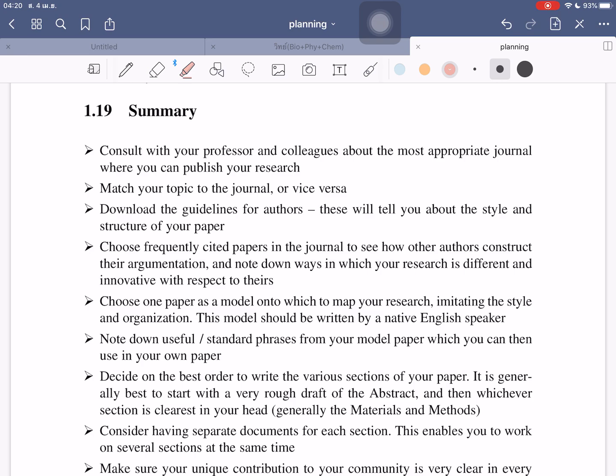All right, in summary, what have I been discussing in this chapter? When you write a paper, you consult with professors and colleagues about the journal where you can send your paper to be published. Next, match your topic to the journal or match the journal to your topic. Download the guidelines for authors. It will help you with the style and structure of your paper. Choose a frequently cited paper in the journal to be a model.